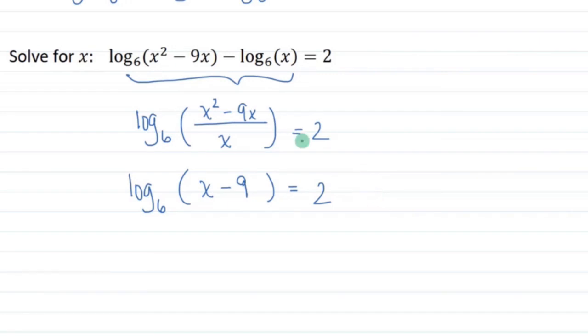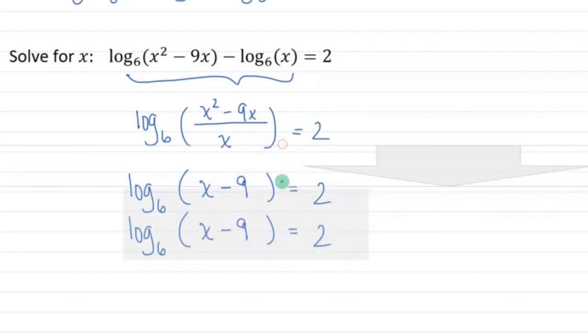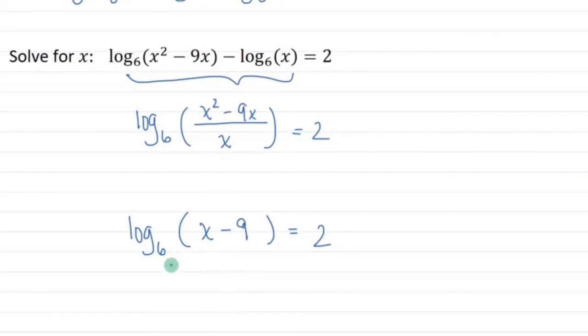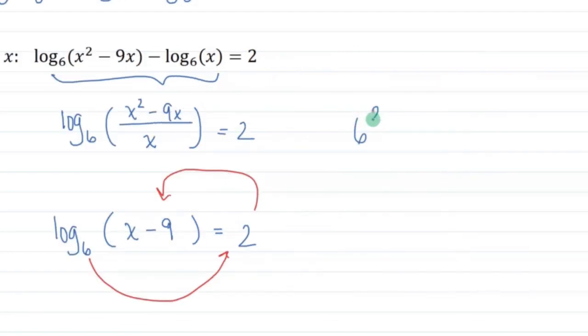Now you cannot drop the log here because you would have to have logs on both sides. So if you can't drop the log, what you need to do is turn this into an exponential. So start with the base. This to the power of this equals this. So that means 6 to the power of 2 equals x minus 9. Well, 6 squared is 36.